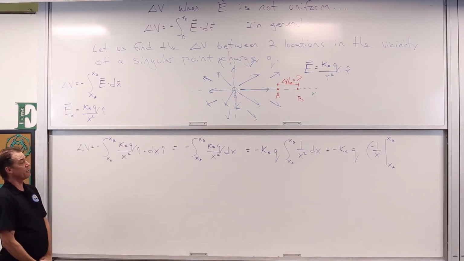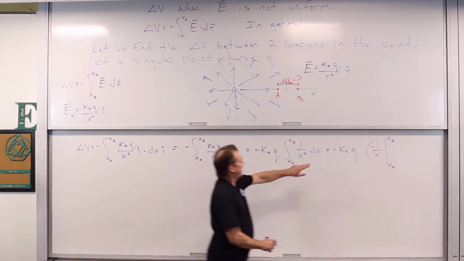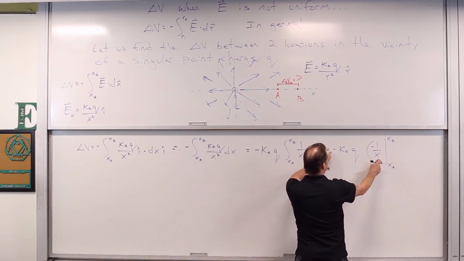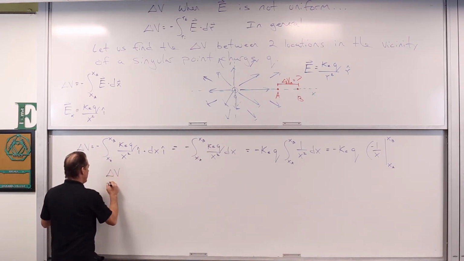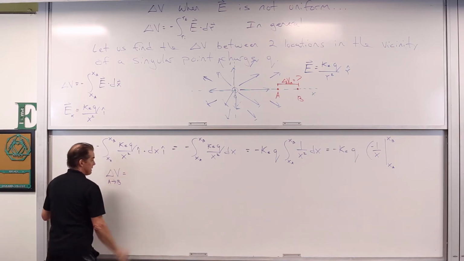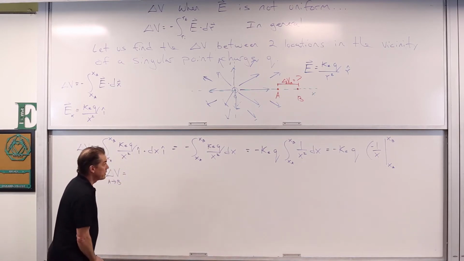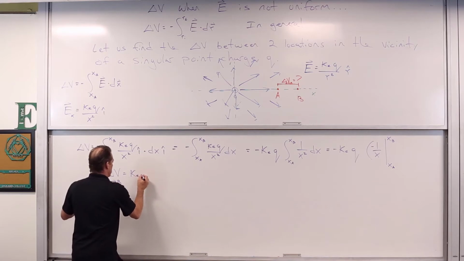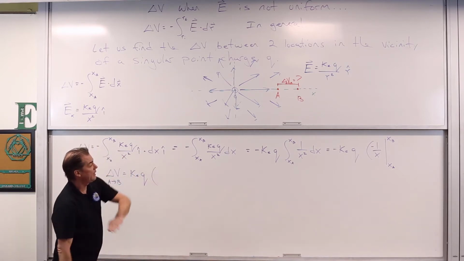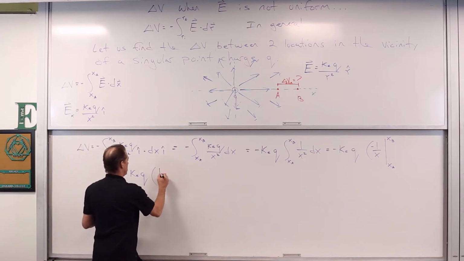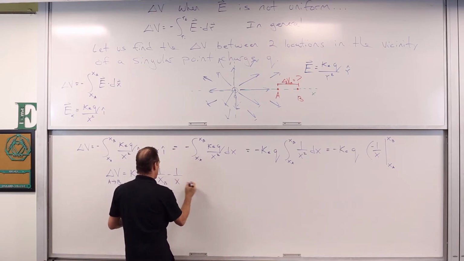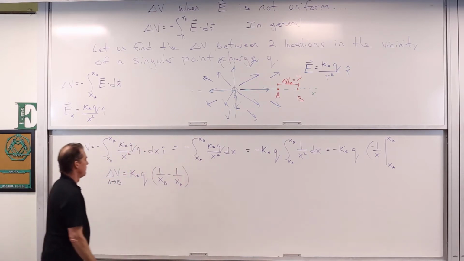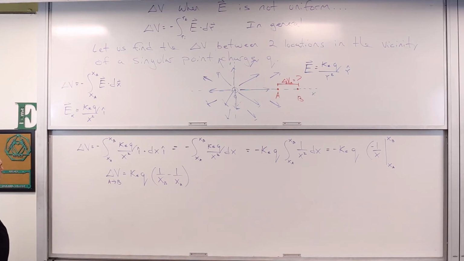All right, well, the negative signs we can kind of cancel out here, and we can evaluate this from the limits and write this out as delta V from A to B is then going to be equal to k sub E q multiplied by 1 over x sub B minus 1 over x sub A. All right, so that's what we end up getting out of this.